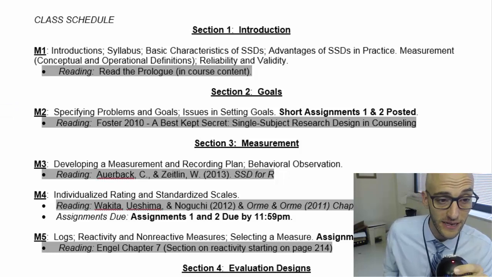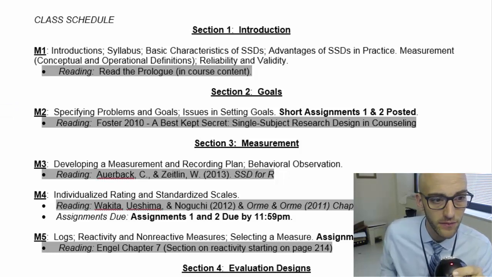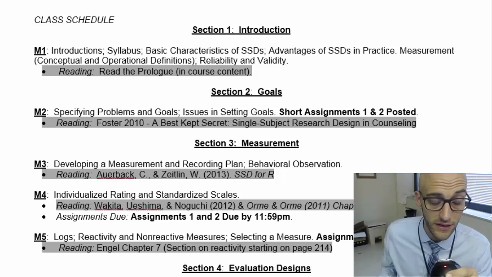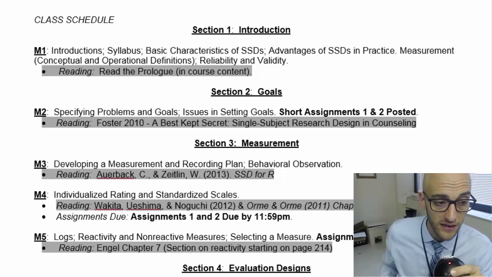Section 3 is measurement. So there's going to be more specific content on different types of measures that we're going to be using in the course, coming up with the measurement and recording plan, doing behavioral observations, individualized rating skills, and standardized measures. We'll also talk about some of the pros and cons of all those different types of measures. Within Module 5, we'll talk about reactivity and coming up with appropriate measures that you'll need to incorporate within your measurement section, which is going to be related to short assignment number 3.